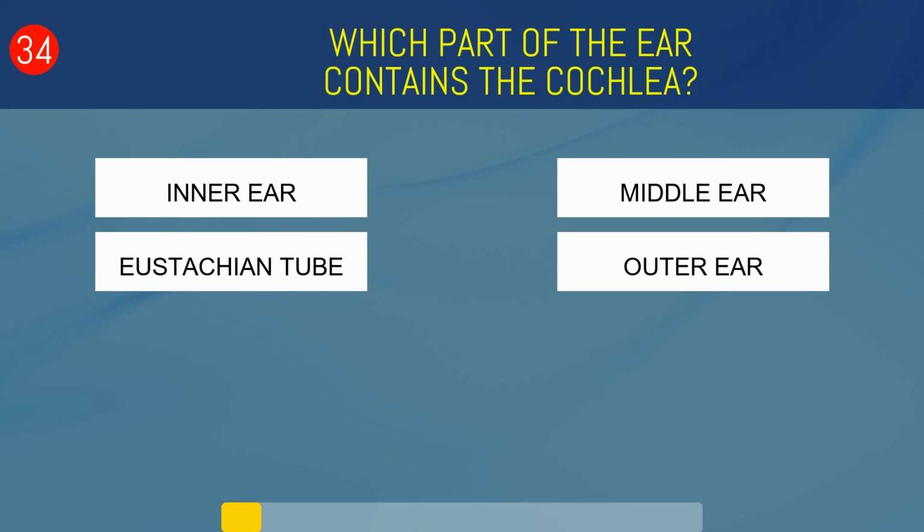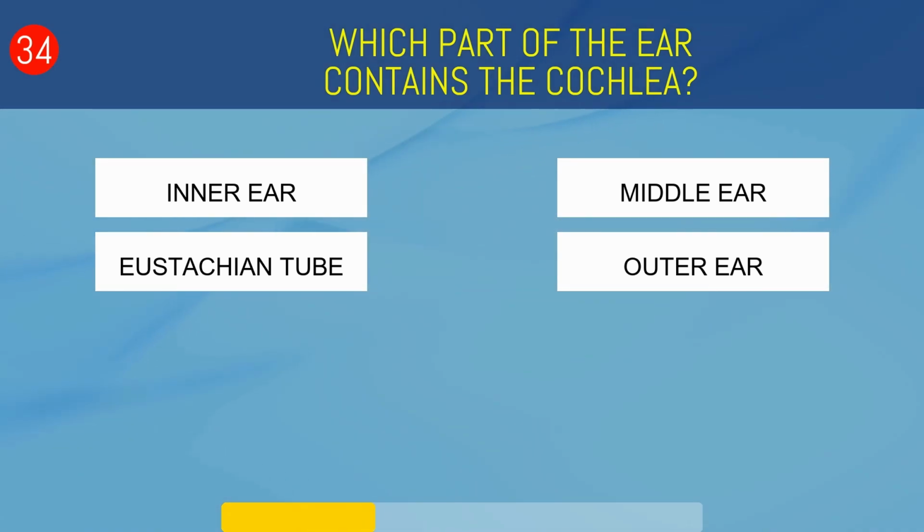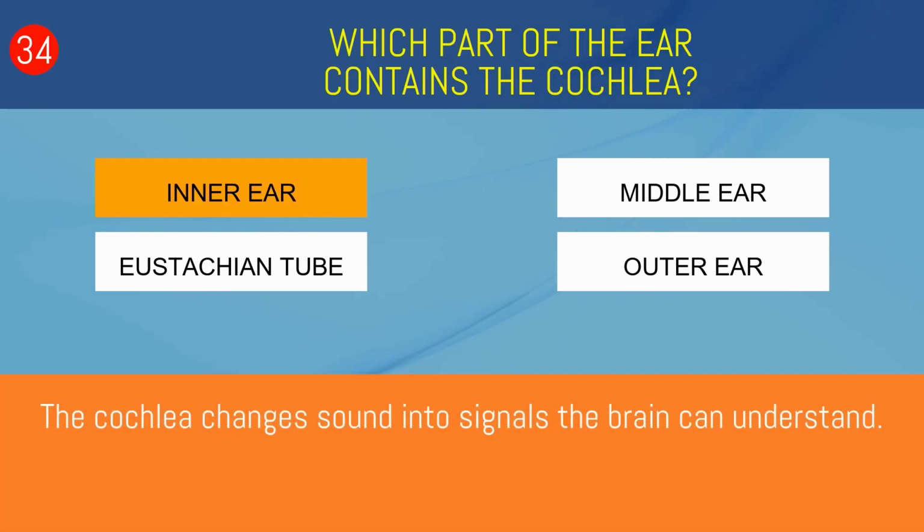Which part of the ear contains the cochlea? Inner ear, eustachian tube, middle ear, or outer ear? Inner ear. The cochlea changes sound into signals the brain can understand.